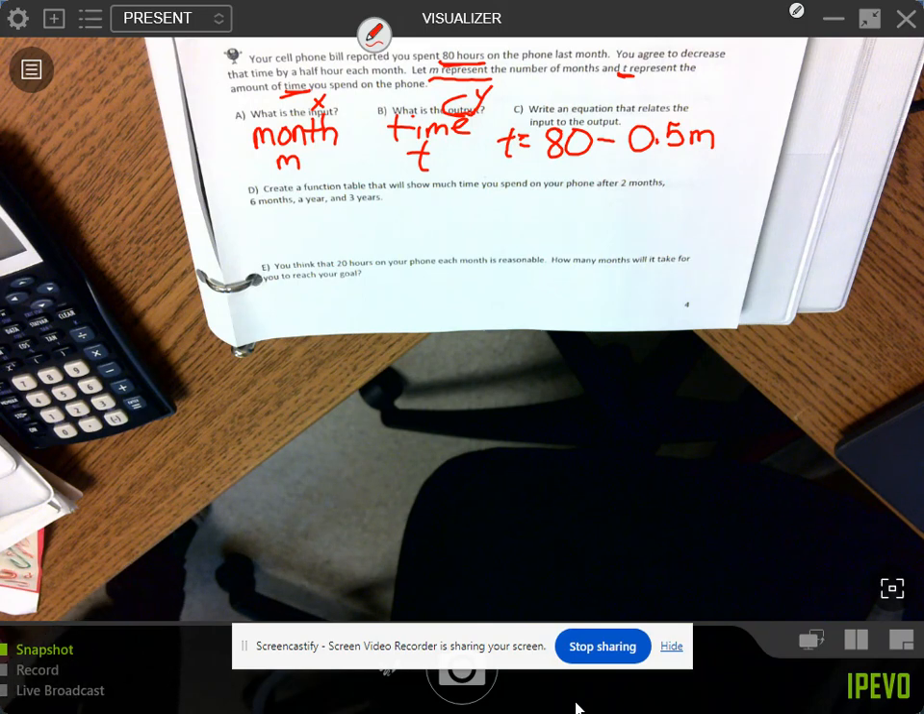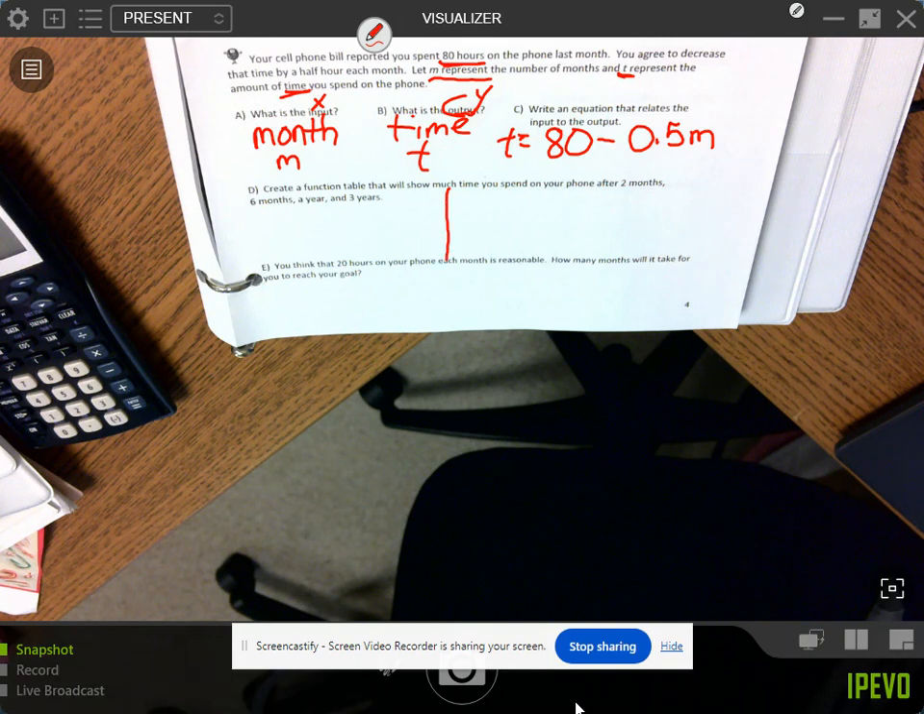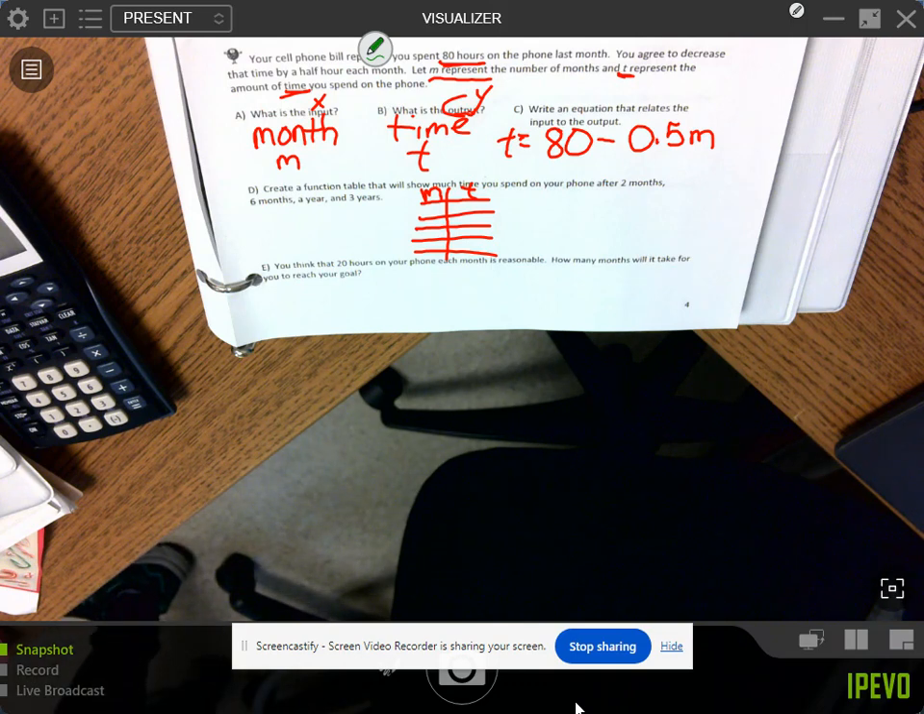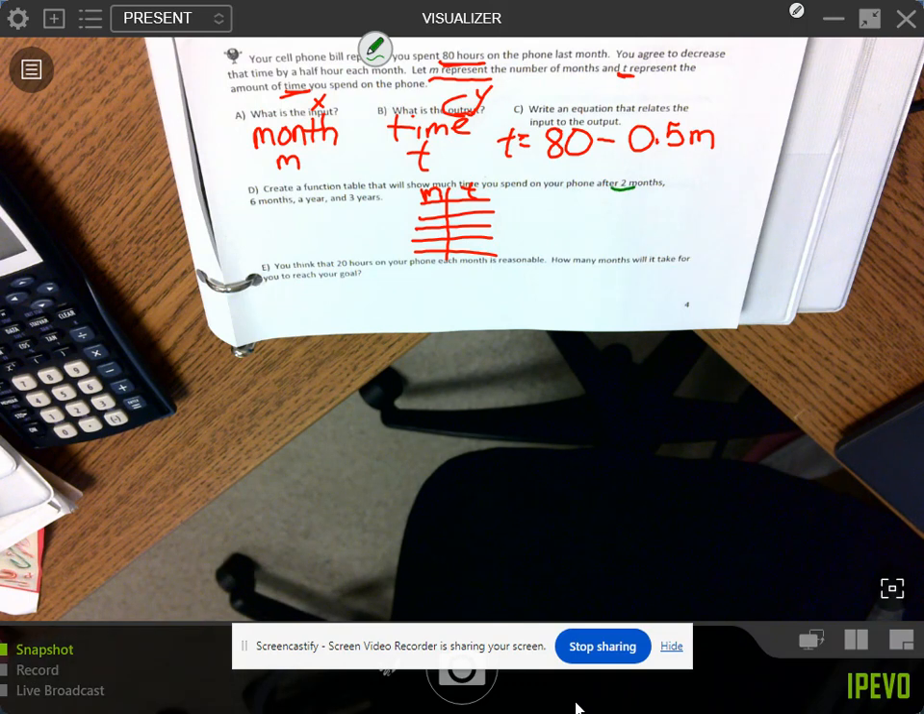Create a function table that will show how much time you spend on your phone after 2 months, 6 months, a year, and 3 years. So we create our function table. We've got our month, and we've got our time. We've got our 4 spots. What's my first input? Grace? 2. 2 months.